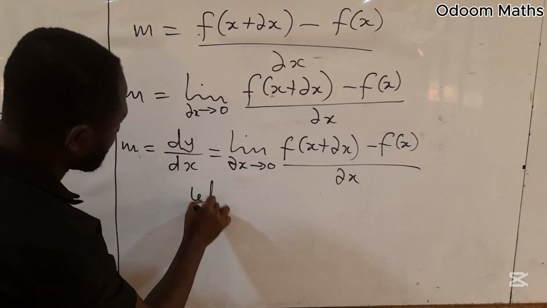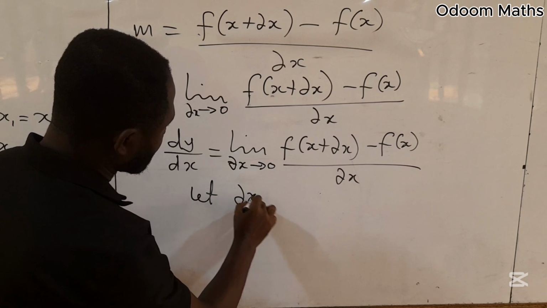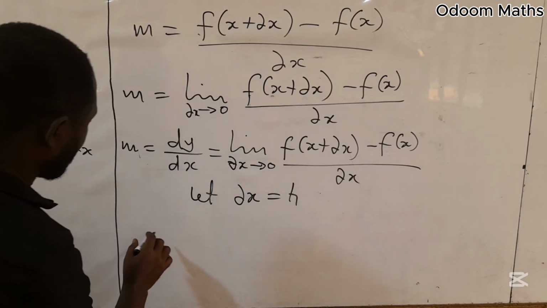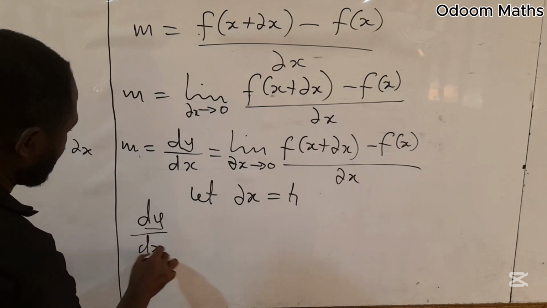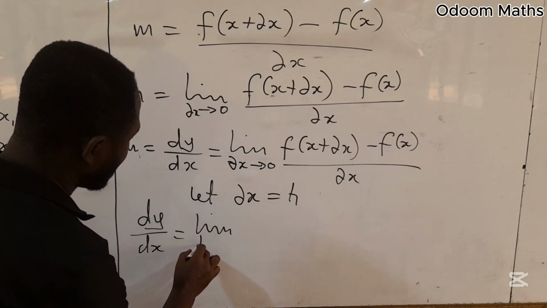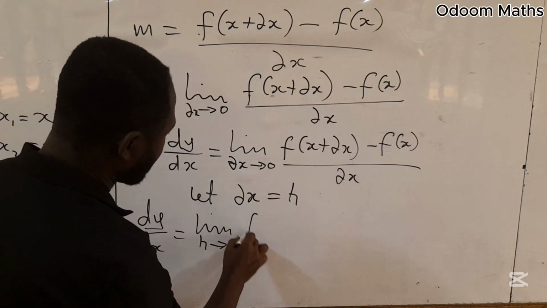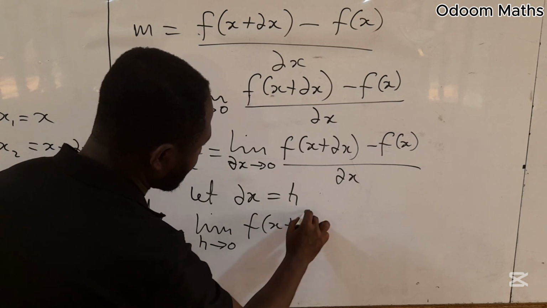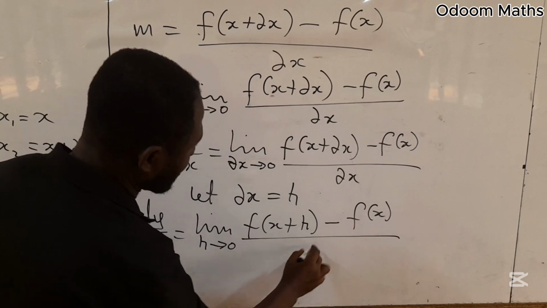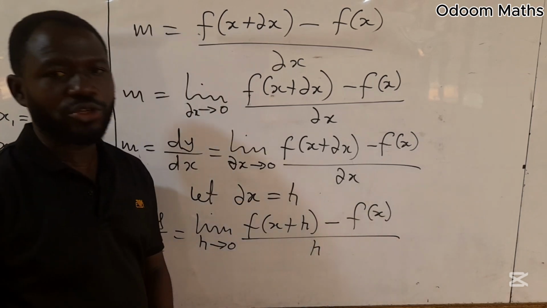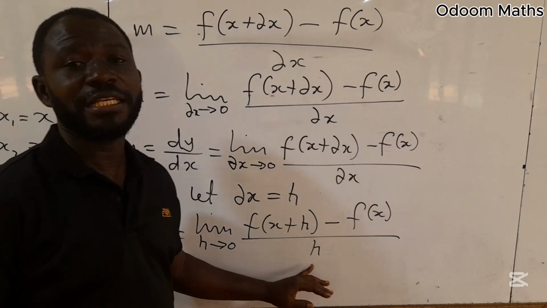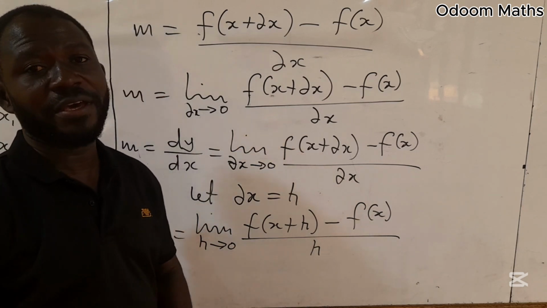So from here, let del x be h. So when we see the del x, we put h there. So therefore, my dy dx, which is the same as this m, is equal to the limit as h approaches 0 of f of x plus h minus f of x all over h. Now we talk of this as differentiation from first principles. Differentiation from first principles.